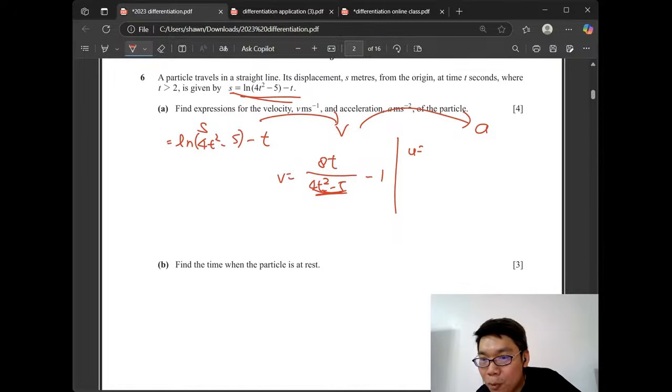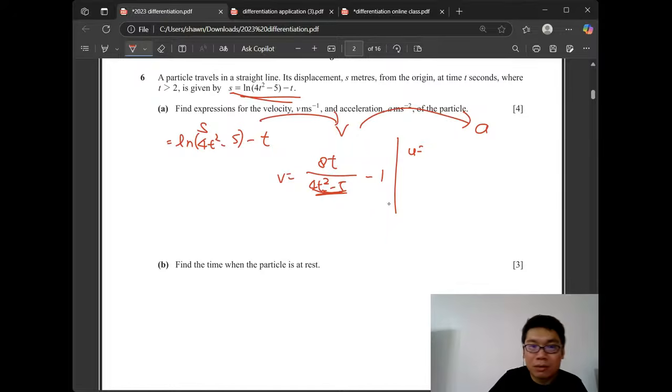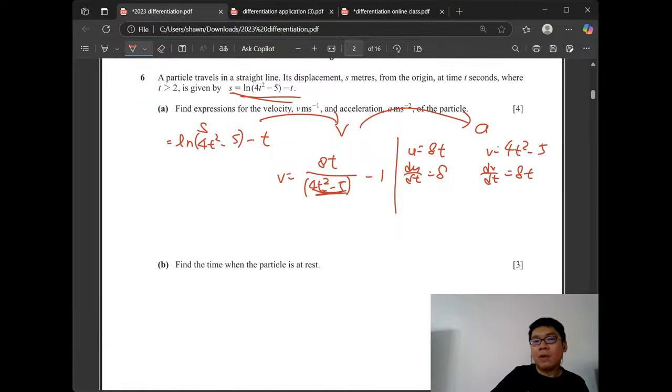What is the corner? Why is there no need for a bracket for 4t squared minus 5? The bracket is optional because they do not have any relationship of times with any other thing. So it's not compulsory to write a bracket here, but if you want to write, it's up to you. So u is 8t, v is 4t squared minus 5. So du/dt is 8, dv/dt is 8t. Then my a is just this times this.